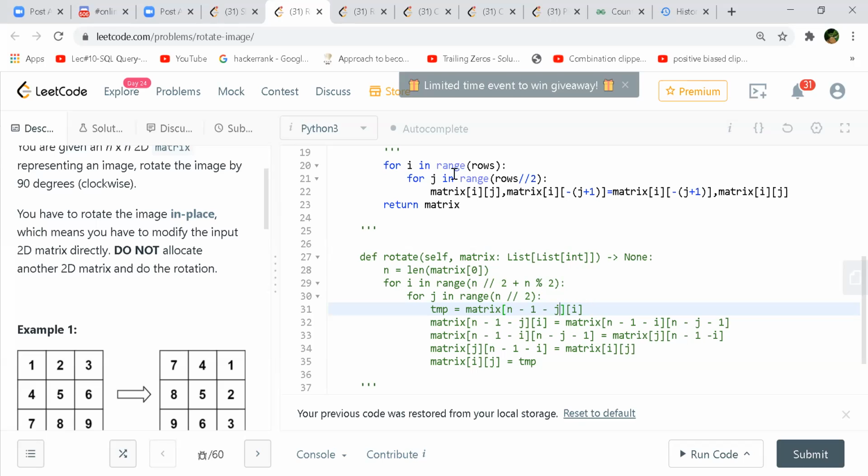N minus 1 minus j. This will be 3 minus 1, just 2. 2 of 0. What is 2 of 0? 2 of 0 is 7, no? In the original matrix. Yeah, this one.